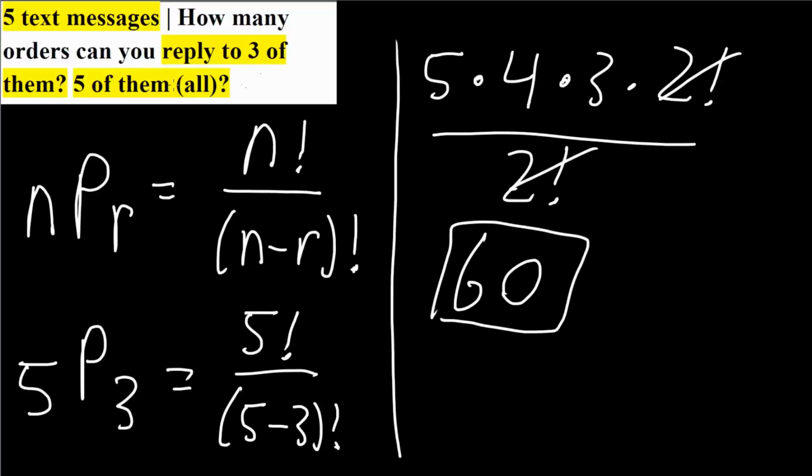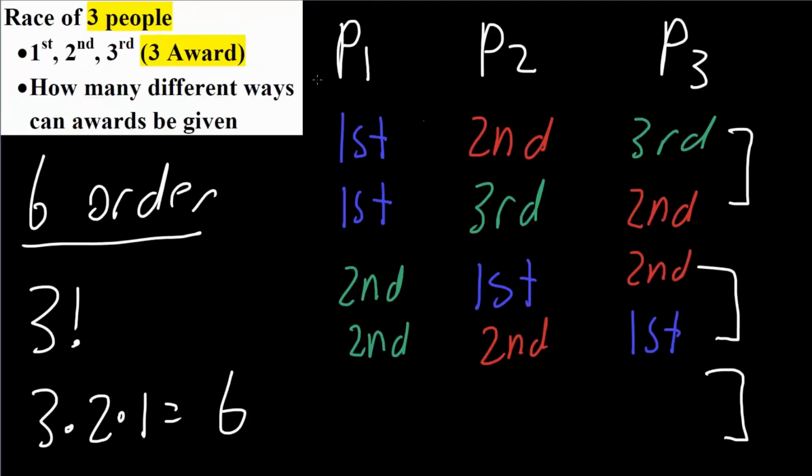And now we'll do the second problem, where we reply to all 5 of them. This problem is like the first problem. Let me just look back at it. So we have 3 people, 3 awards. Essentially, if we wanted to use a permutation formula, we would have 3P3. Now, this is equivalent to 3 factorial, and I'll show you why.